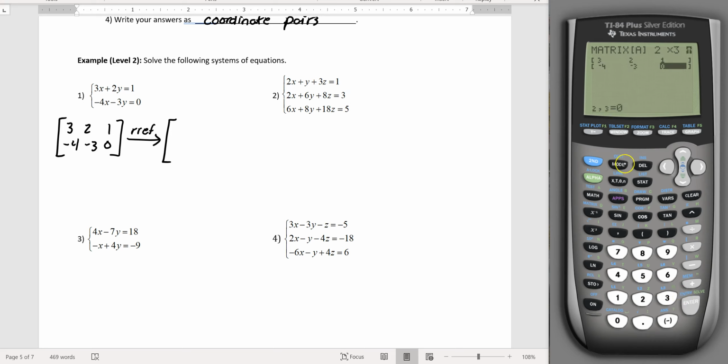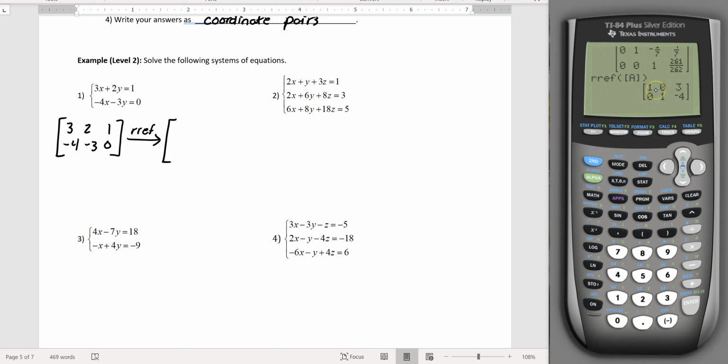Excellent. So second quit. Second, matrix. Math. Go down, down, down to B, reduced row echelon form. Second, matrix. Input that matrix we just edited. Enter. Notice what happens here.